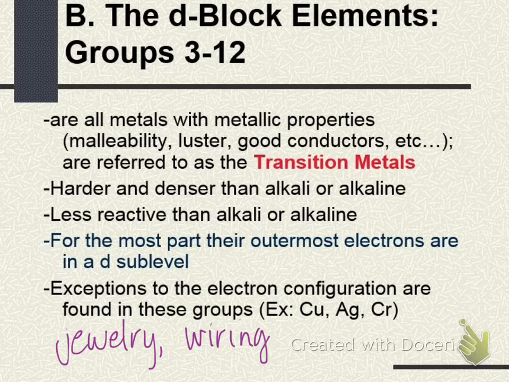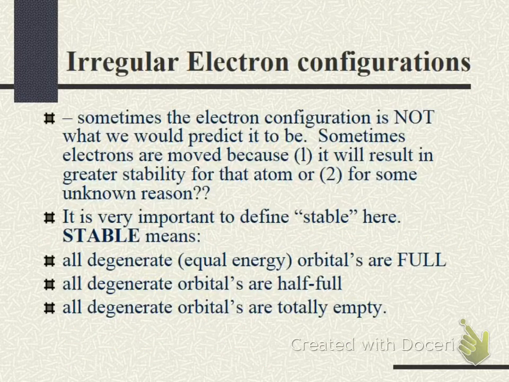Exceptions to the electron configurations are found in this group. We've got copper, silver, and chromium. We also have molybdenum and gold that we had to learn. So those are some of those. Their irregular electron configuration means that we sometimes can't predict, okay?